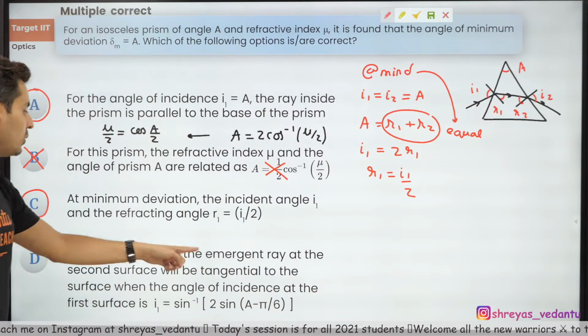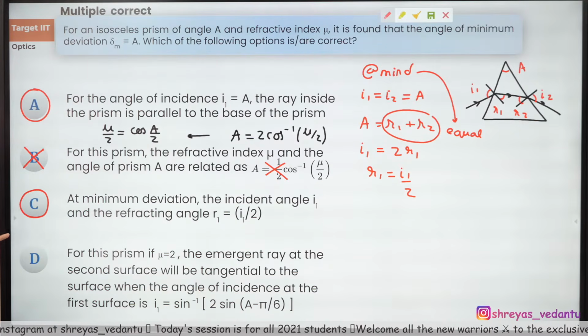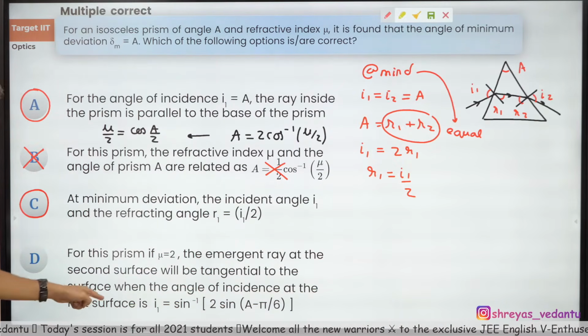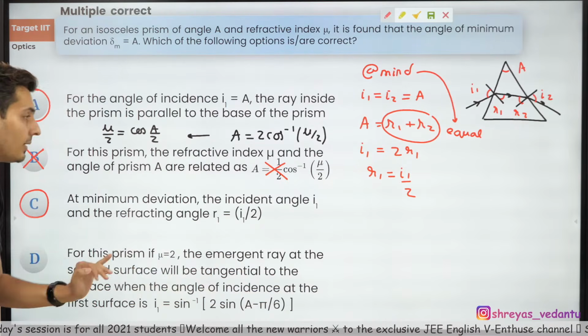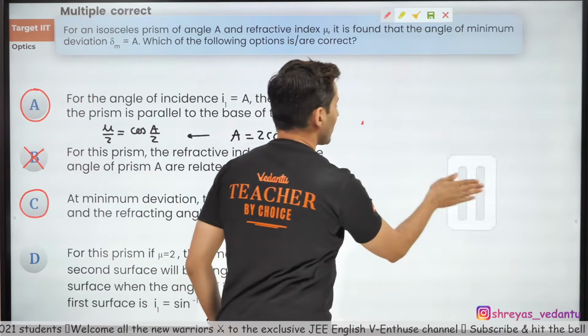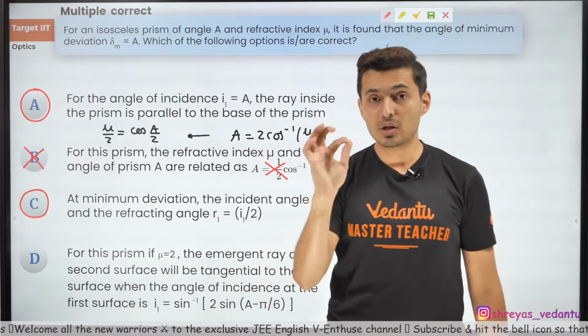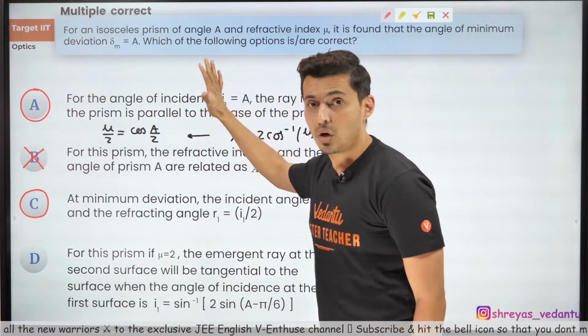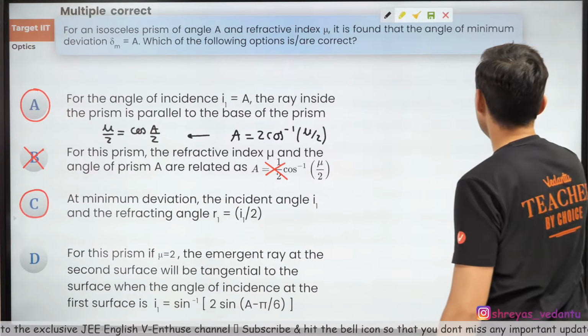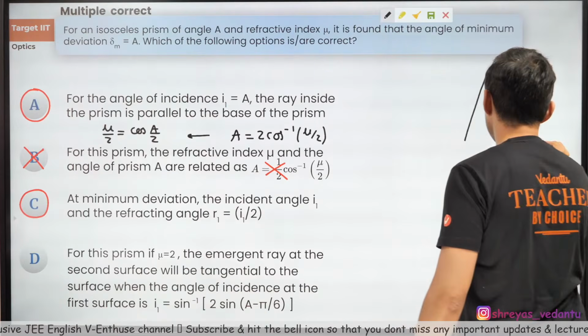For this prism, if mu is 2, the emergent ray at the second surface will be tangential to the surface when the angle of incidence at the first surface is this value. Don't get scared by this value. Okay, I'll tell you what. This fourth option is not on minimum deviation. It's something else. Let's try to figure this out. First of all, let me draw that prism.